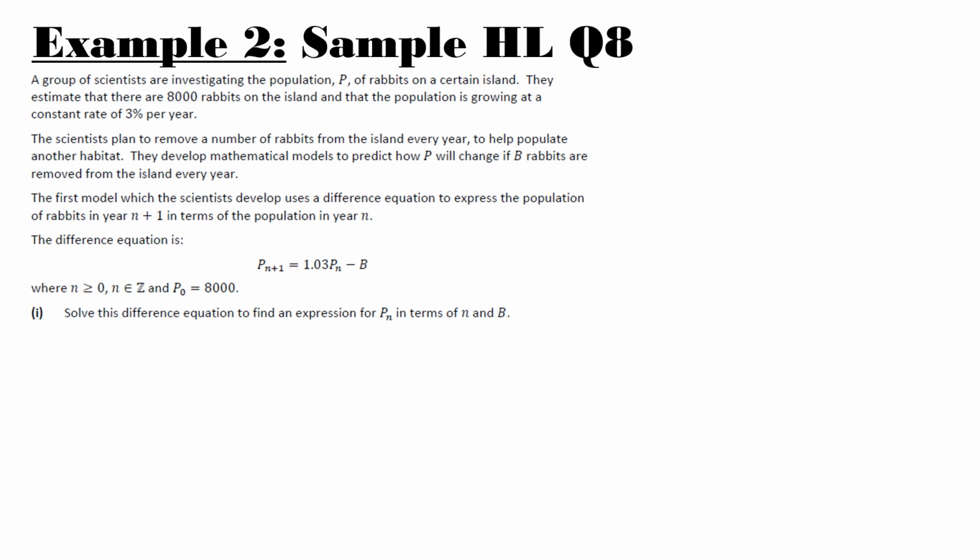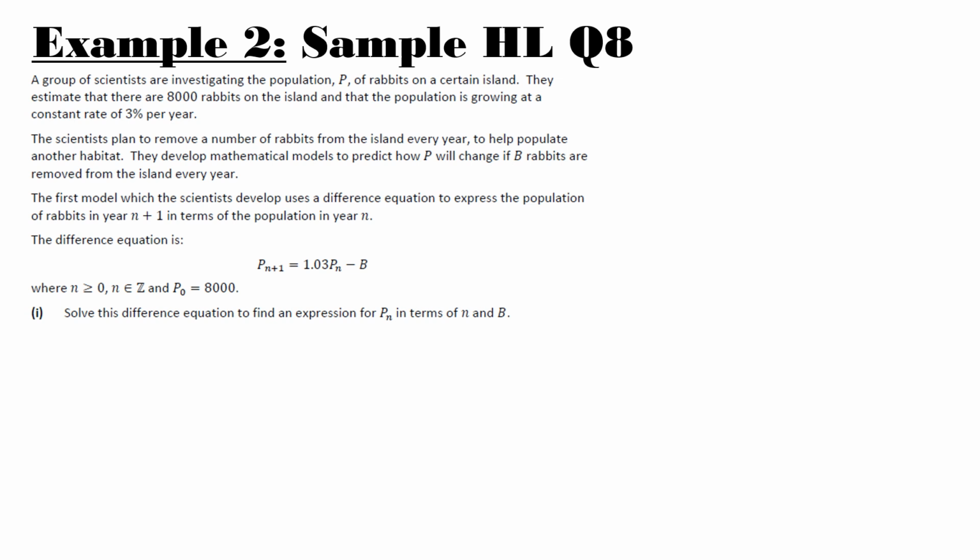The first model, which the scientists develop, uses a difference equation to express the population of rabbits in the year n+1 in terms of the population in year n. The difference equation is Pn+1 is equal to 1.03 Pn minus B, where n is greater than or equal to 0, n is an element of Z, which means it's an integer, and P0 equals 8,000.